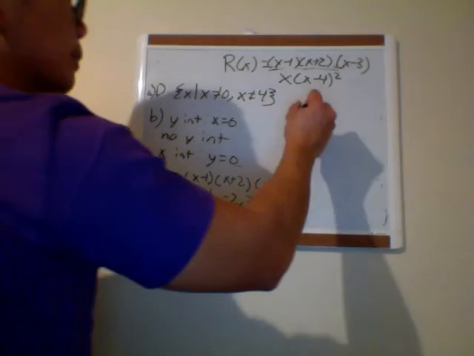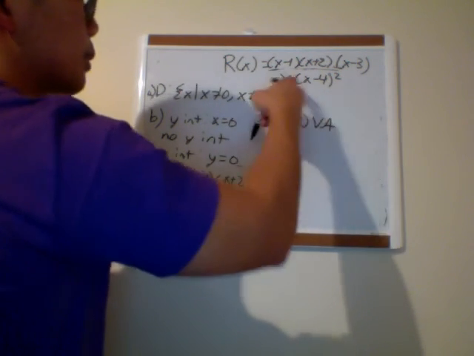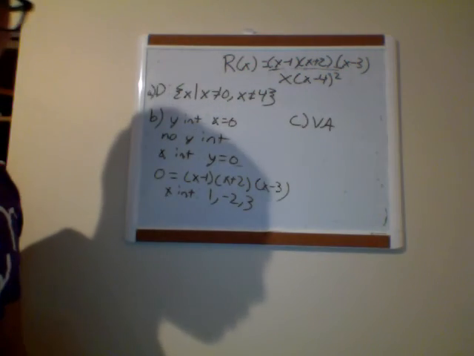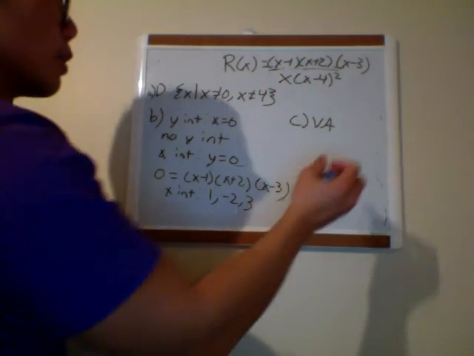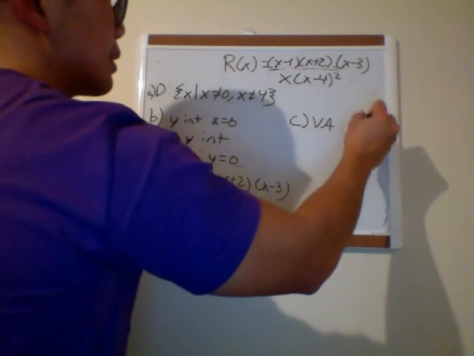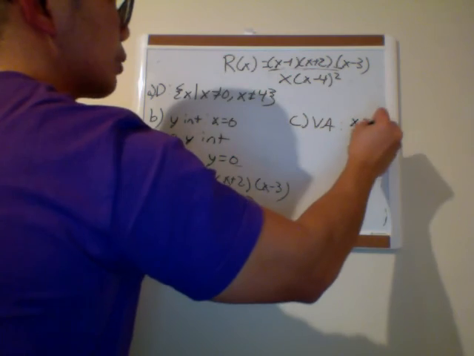Now letter C is my vertical asymptotes. My vertical asymptotes are where my denominator is equal to 0. So my vertical asymptotes are at x is equal to 0 and x is equal to 4.